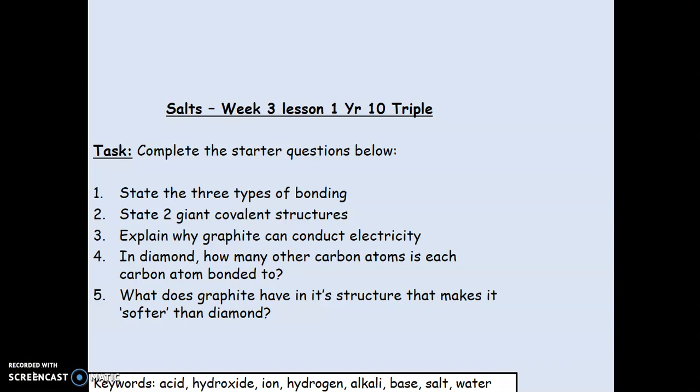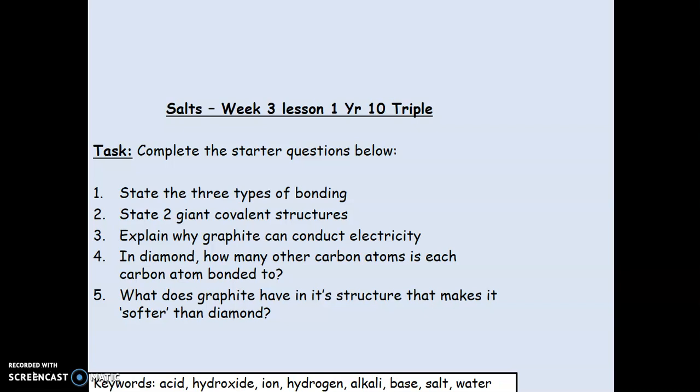This is for the year 10 triples, for week 3, lesson 1 in the Factbook, which should be the week beginning the 8th, 15th, 22nd of June. And this is for your first lesson of that week, looking at salts.